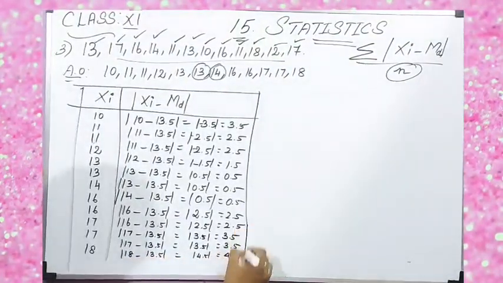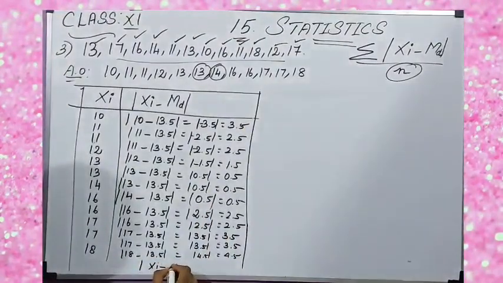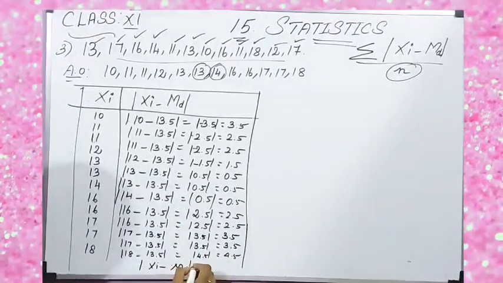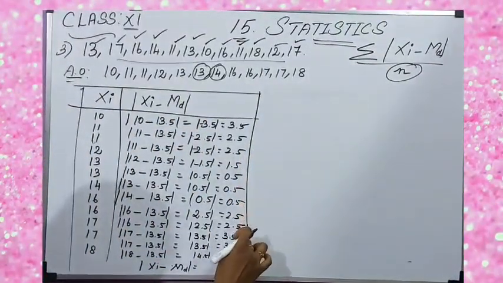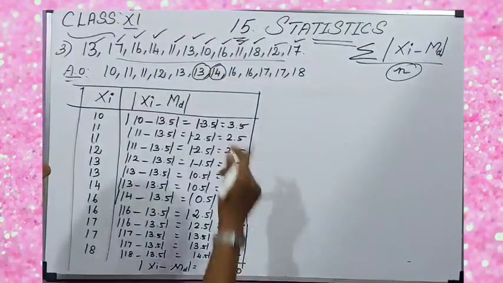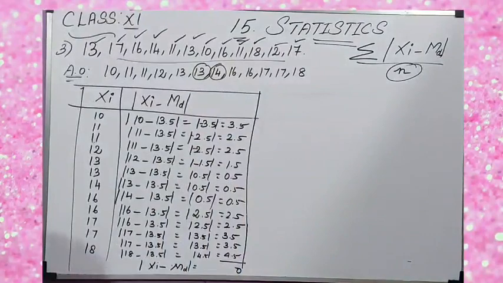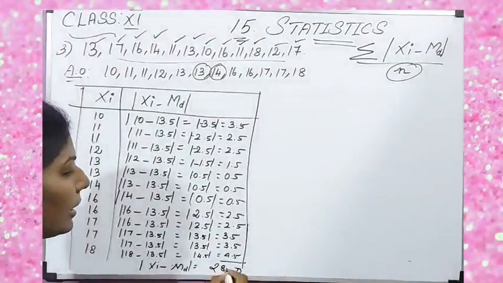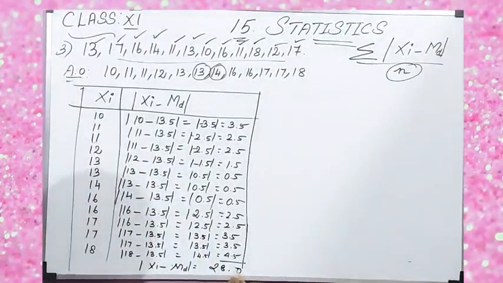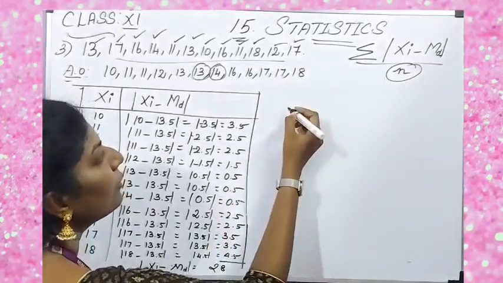So when you add all the values, you will get the summation of modulus of xi minus M. So what are you getting? 10, 20, 30, 40, 50, 60, balance 6, 3, 5, 7, 8, 10, 12, 15, 18. So you will be getting 28. So 28.0, after the decimal we will not take. So it is 28. Now shall we substitute in the formula?